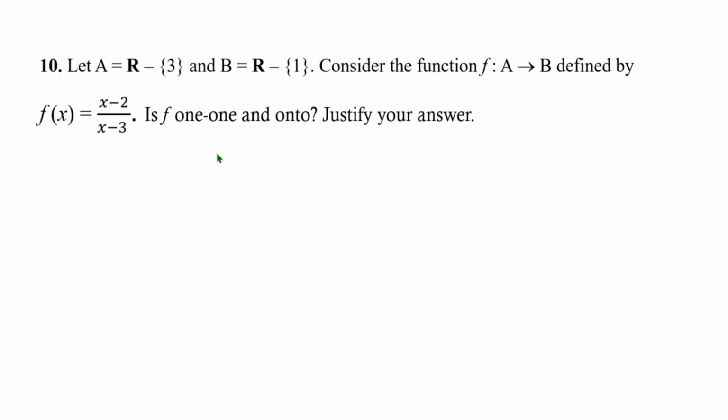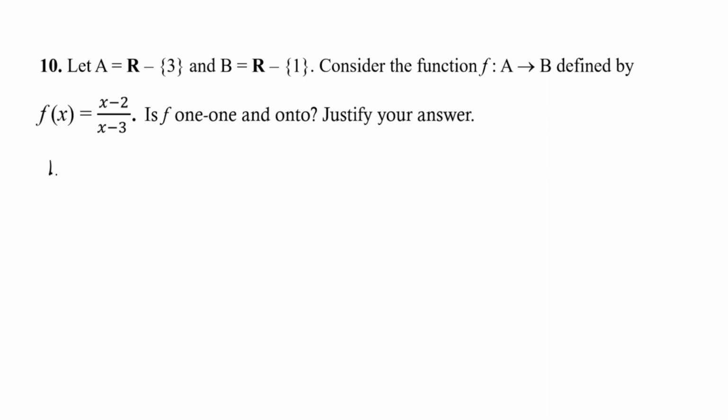Next question. Let A equal to the set R of real numbers minus the singleton set {3} and B equal to the set R of real numbers minus the singleton set {1}. Consider the function f from A to B defined by f(x) equal to (x-2)/(x-3). Is f 1 to 1 and onto? Justify your answer. So we have to find whether f is 1 to 1 and onto.